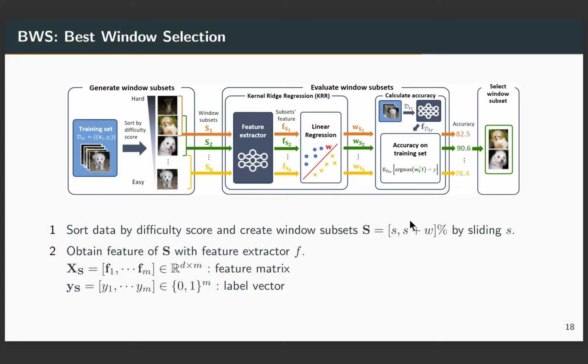Let's take a look at BWS step by step. At first, we sort data by difficulty score and create window subsets by sliding the starting point S. Then we obtain the feature of the subset S with the feature extractor F. We denote the feature matrix as XS and the label vector as YS. So we sort data by difficulty score and create some window subsets by sliding the starting point S and obtain the feature of the data with the feature extractor.